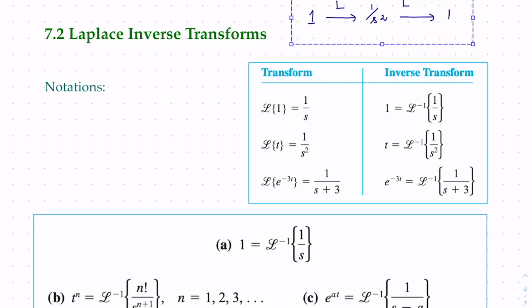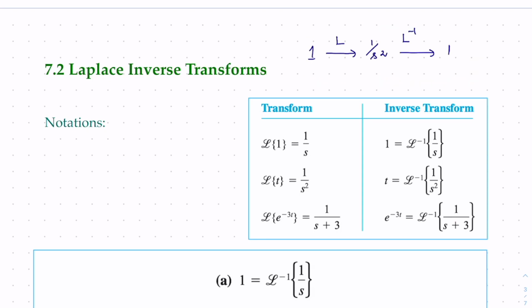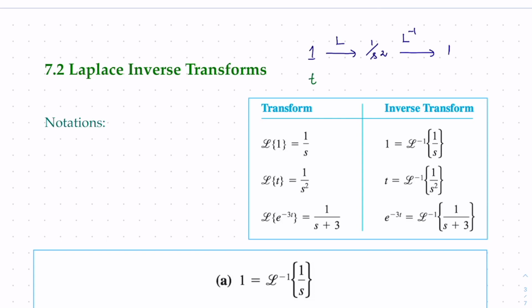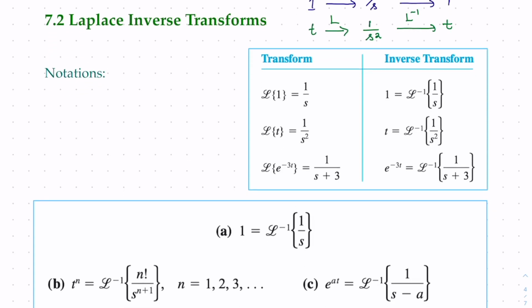And similarly, for example, if you have t, when you do the Laplace, you get, I'm sorry, I think I made a mistake in here. This is supposed to be 1 over s. If you do the Laplace on the t, you have 1 over s squared. And then when you do the Laplace inverse of 1 over s squared, you're going to have t back again. That is the idea behind that.